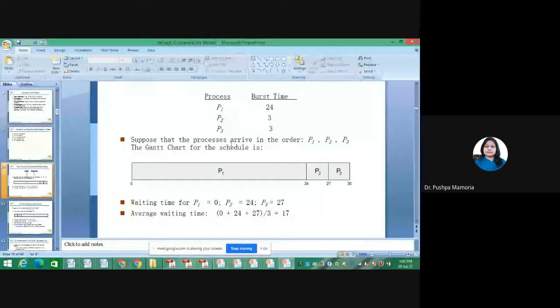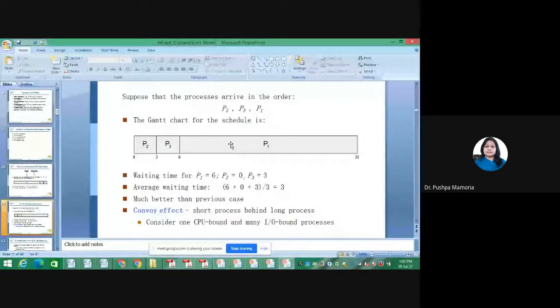So here we have arranged P2 in the Gantt chart. P2 starts from 0 because the arrival time is the same for all the processes, 0. The execution time of P2 is 3, so 0 to 3. Then after P2 completes, P3 will start from 3 and complete at 6, right? Then P1 will start because P1 is the last process available in the snapshot. It will start from 6 and complete execution up to 30.